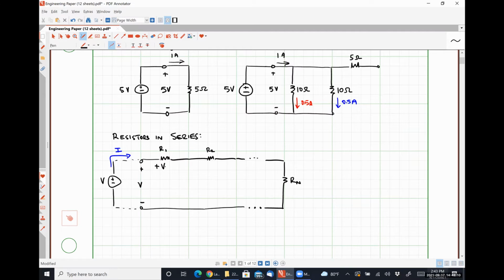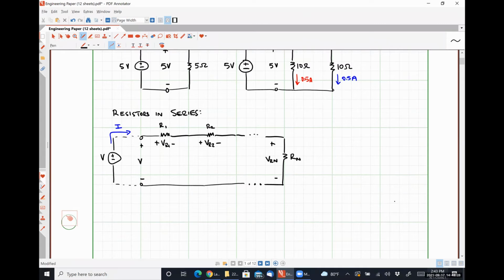So I'm going to call this guy VR1, this guy VR2, and this guy VRN. I'm going to write a Kirchhoff's voltage law equation around this single loop circuit. So I see the negative polarity terminal of my voltage source V first. So I have negative V plus VR1 plus VR2 plus VRN is equal to 0.